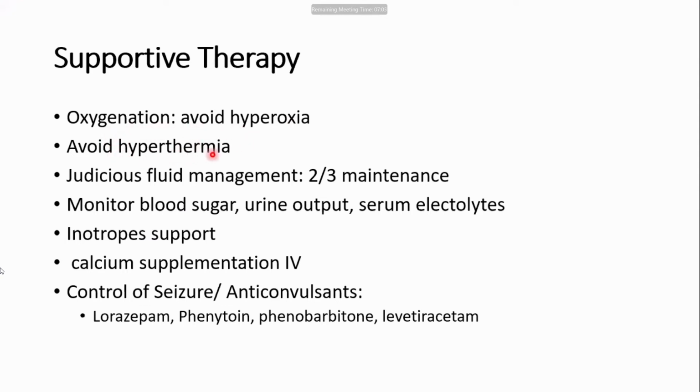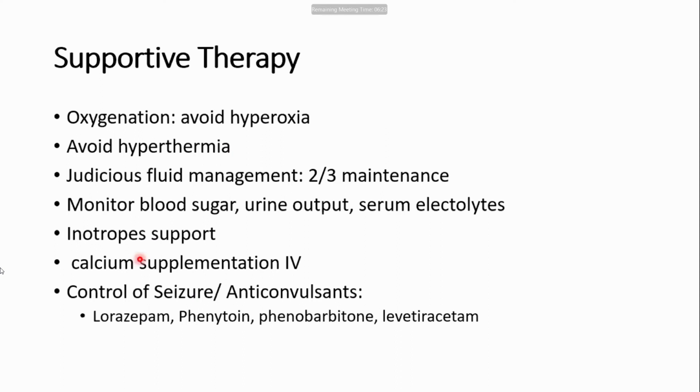So we avoid hyperthermia. Then judicious fluid management. We make sure that we are not giving extra amount of fluid, because extra fluid causes cerebral edema, so that will again precipitate HIE. So we give only 2/3 of the maintenance dose. And we strictly monitor blood sugar, urine output, and serum electrolytes, because hypoglycemia and hyperglycemia both can cause damage to the brain. And urine output, because we do not want the child to go into renal failure. Okay, and then the child may need inotrope support like dopamine, dobutamine, adrenaline.